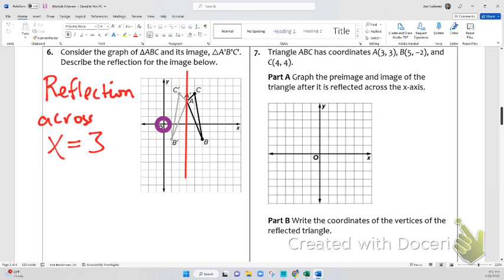For number 7, we have a triangle A, B, C. First, they want us to graph the pre-image, and then they want us to draw the second image after it is reflected across the x-axis. So first, let's start with the original. The A is at 3, 3, so 1, 2, 3 to the right, 3 up. This one is my A. The second one is at 5, -2. 5, -2 is considered here, and that's my B. And then my last one is at 4, 4.